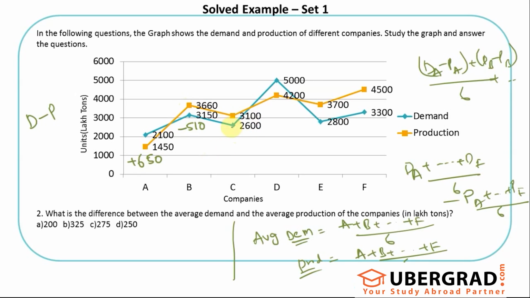Here again orange is on top of blue, that is production is more than the demand, so it will be minus 500. 5000, 4200, here the demand is now more than this, so it is plus 800. Here again the production is more, so it is minus 900. Again the production is more, it is minus 1200. So 650 plus 1800, 800 is 1450.